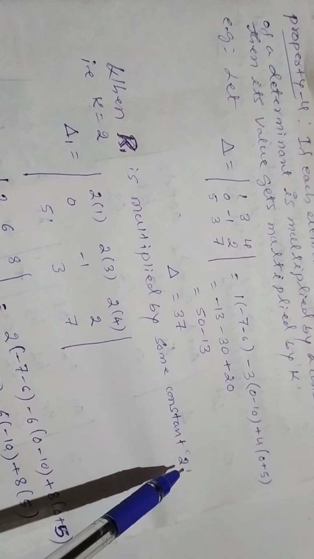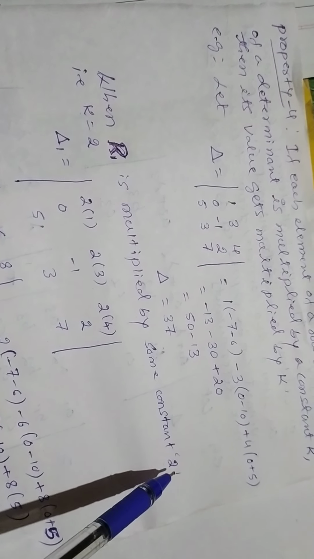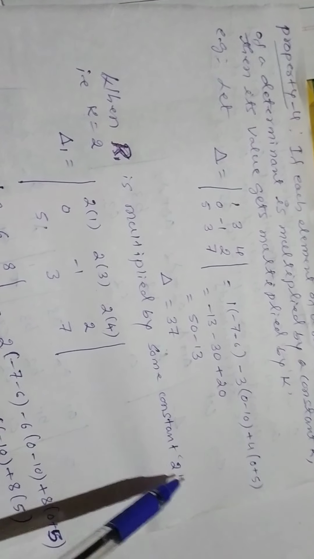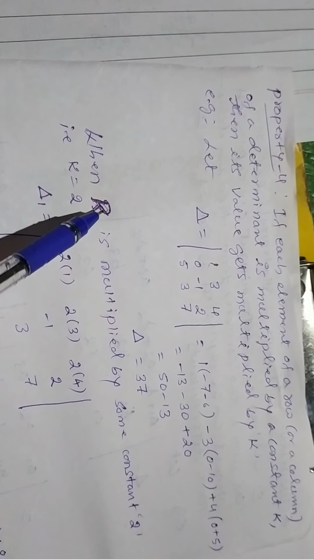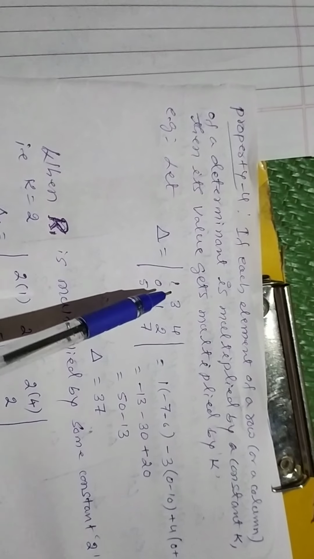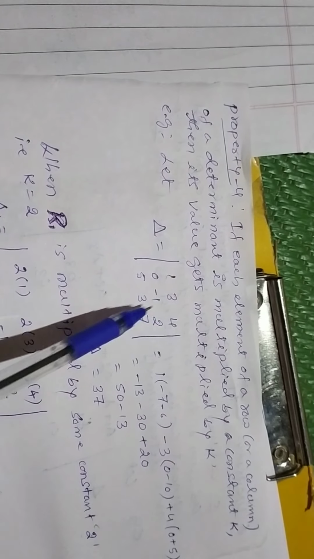You can take here minus 2, 3, 5, 1 by 2, whatever it is. You take some constant here, that is k. That is k equals 2. But here I multiplied this constant with R1. You can also multiply this constant with R2, R3 or C1, C2, C3.